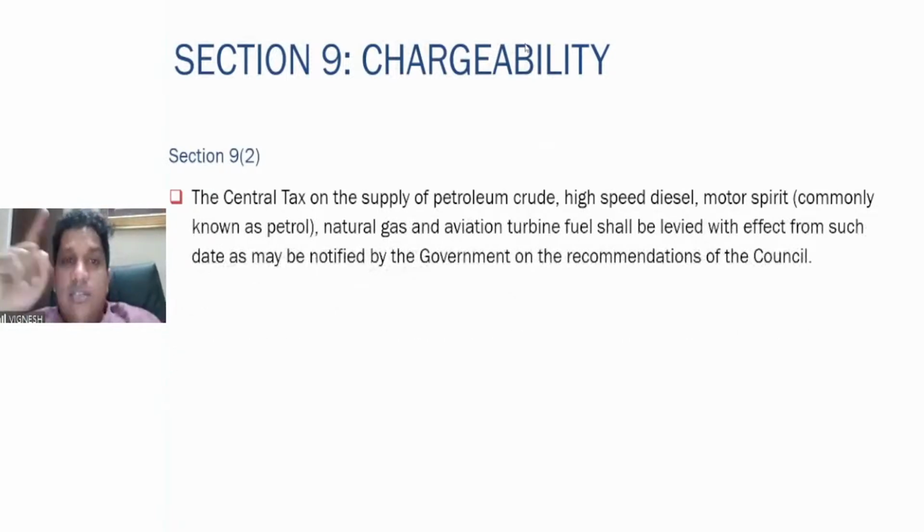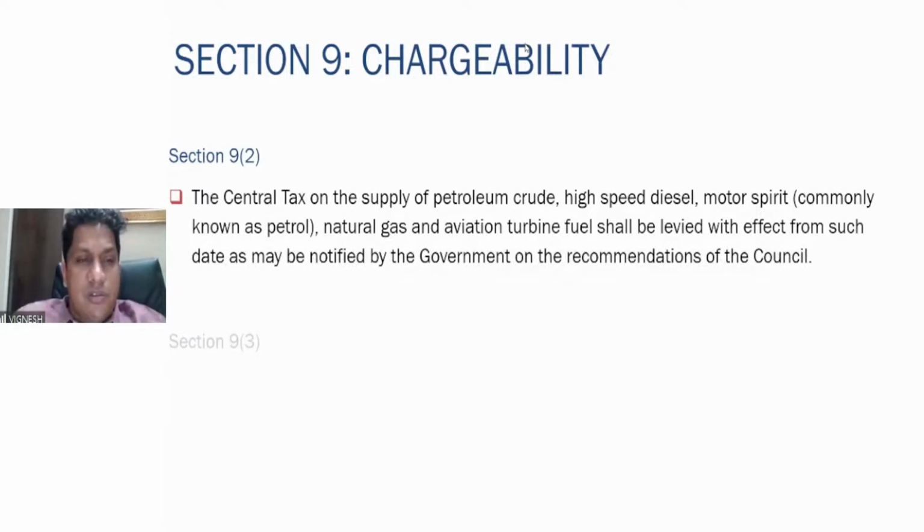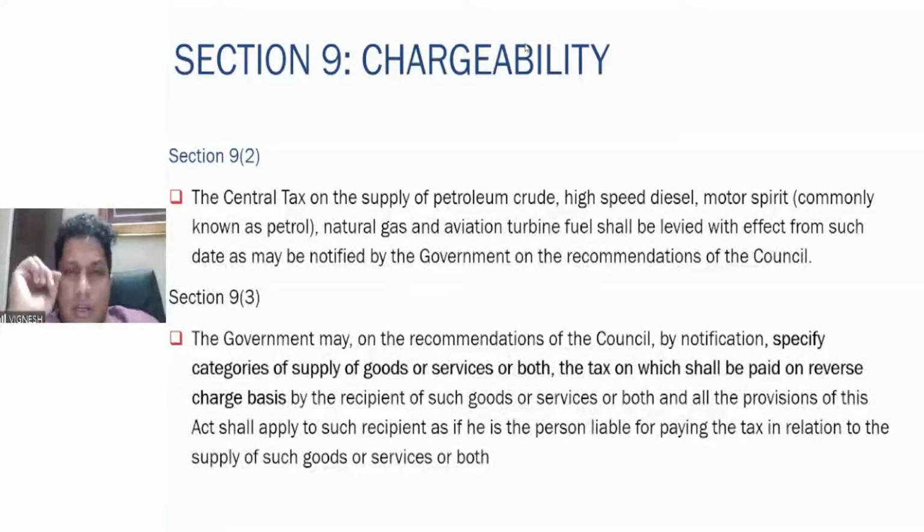Then, as we already discussed before, on these particular supplies, that is petroleum crude, high-speed diesel, motor spirit, natural gas, aviation turbine fuel, on these 5 items, the central tax shall be levied with effect from such date as may be notified by the government on the recommendations of the council. So on these 5 products at present there is no GST, but definitely there will be GST applicability in the future. That date shall be notified by the government depending on the recommendations of the GST council. Right? That is your 9 subsection 2.